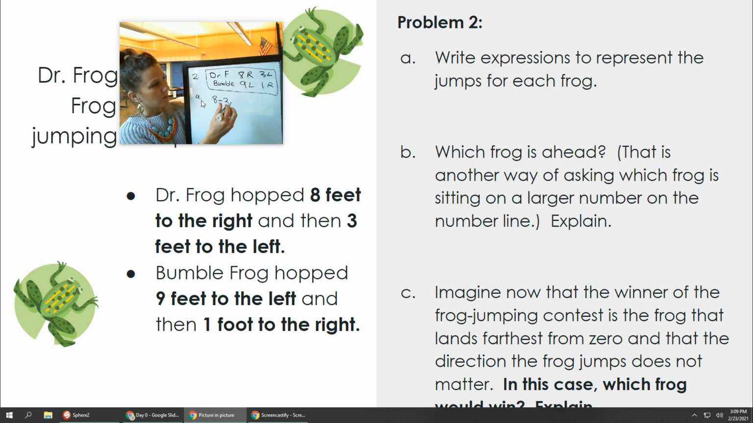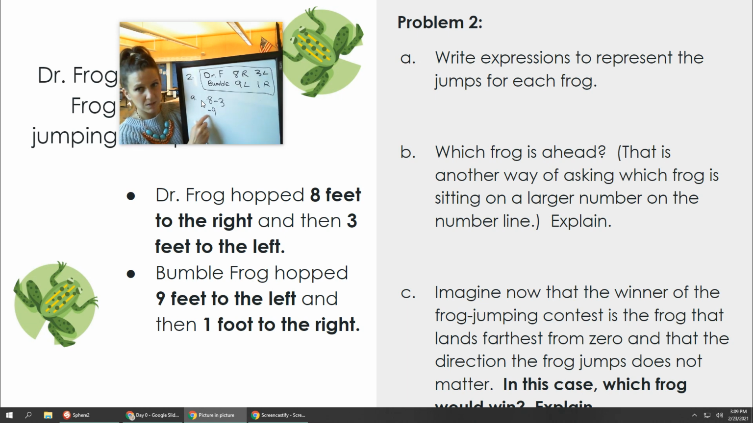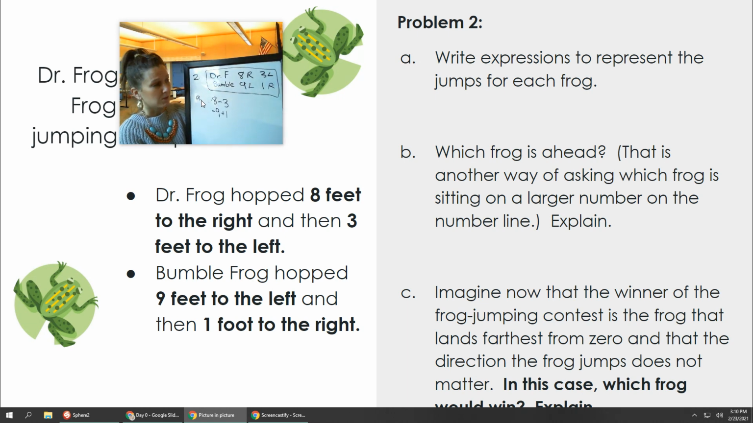Okay, so now let's do Bumble. So 9 to the left. So now we know it's to the left, so we have to put that sign right there. And then plus 1. Okay, that's our expression. Expression doesn't mean solve, but for part B, we do need to consider the answer.